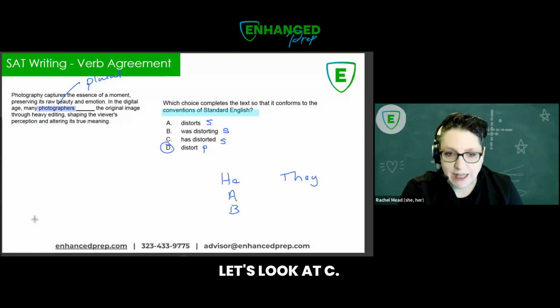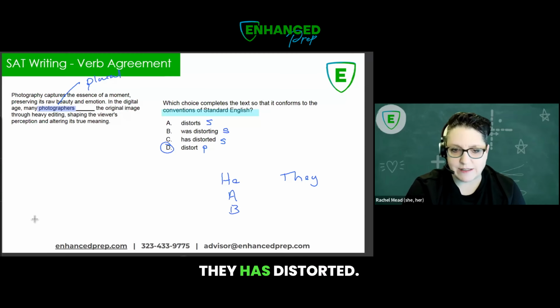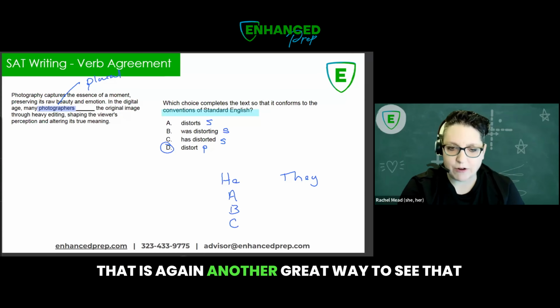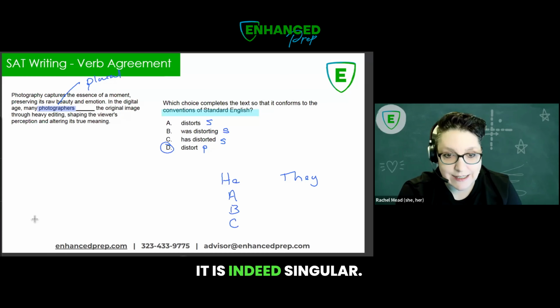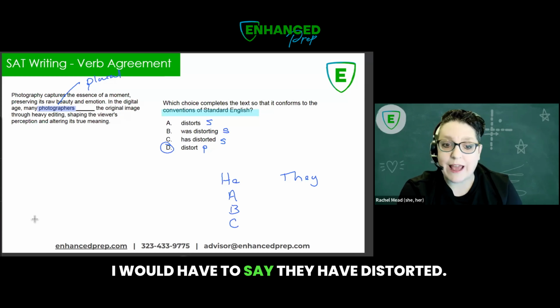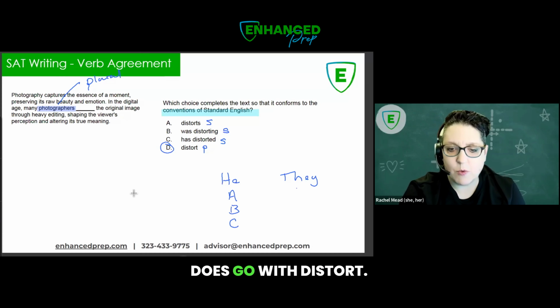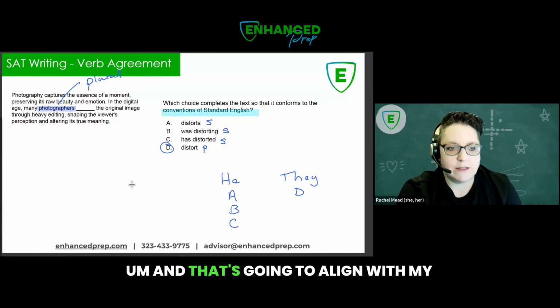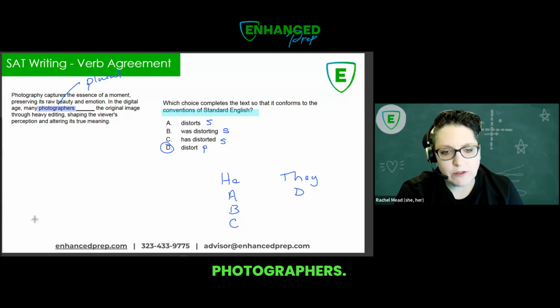Let's look at C. He has distorted, they has distorted. That is again another great way to see that it is indeed singular. I would have to say they have distorted. And then I can see they does go with distort. And that's going to align with my photographers.